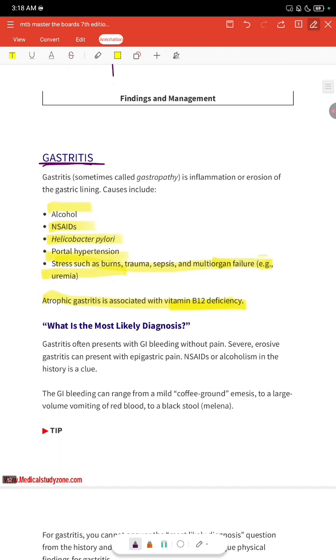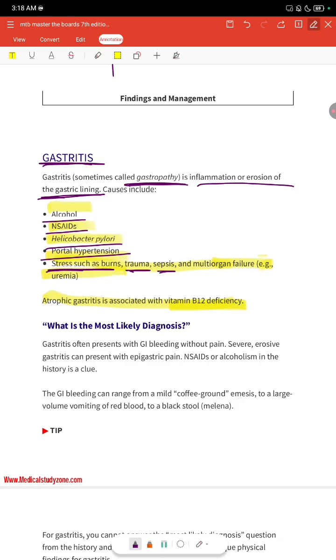Now let's start gastritis. Gastritis, sometimes called gastropathy, is inflammation or erosion of the gastric lining. Causes include alcohol, NSAIDs, Helicobacter pylori, portal hypertension, and stress such as burns, trauma, sepsis, and multi-organ failure, MOF, for example, uremia.